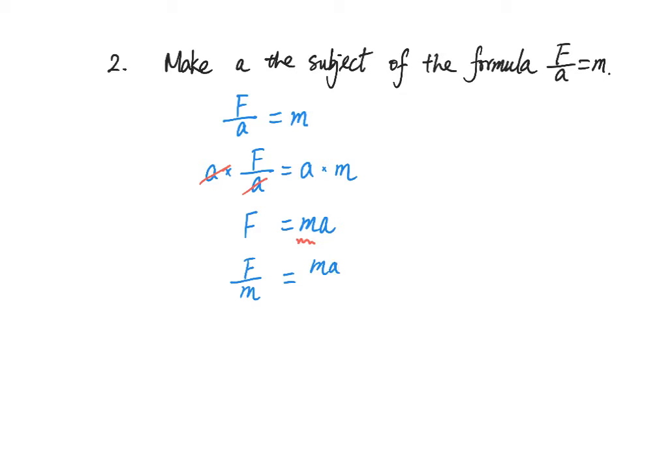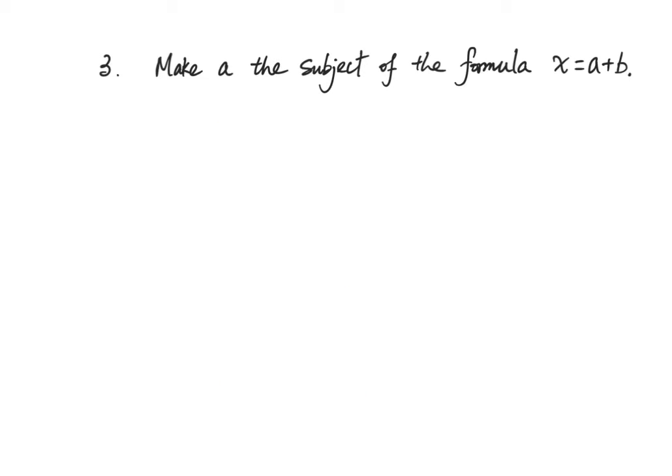So ma divided by m. Now m can be cancelled. So right hand side will be a, and left hand side f over m. Therefore, a, the subject, equal to f over m. That's it. Let's see the third example.